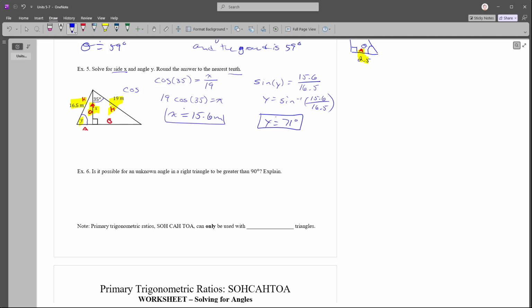Okay? And this is not a word problem, so I don't need a therefore statement or anything like that. I just got to make sure my answers are boxed. Okay, we're almost done. A couple communication questions here.